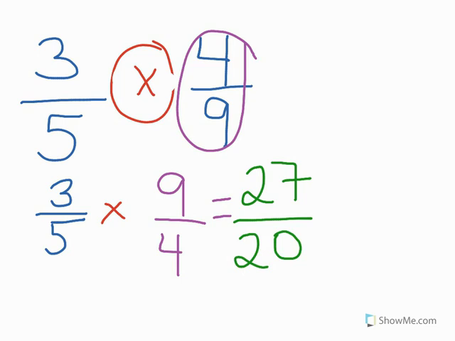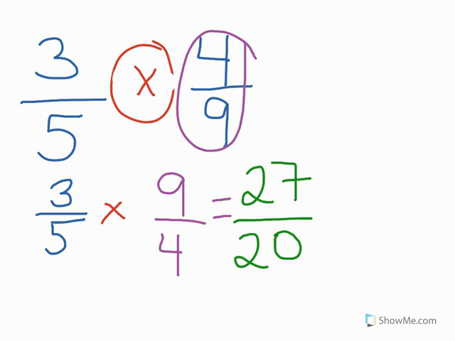Now, is this our simplified answer? We see that the numerator is greater than the denominator. So this is an improper fraction. Now, when we have our answers, we're going to make them into mixed numbers. So how many times does 20 actually go into 27?